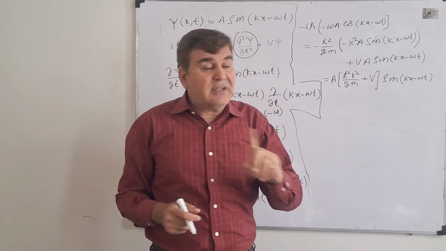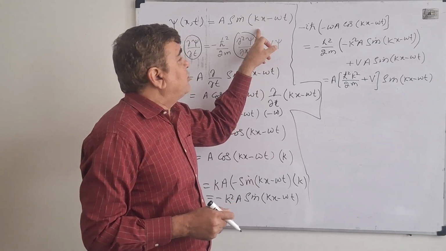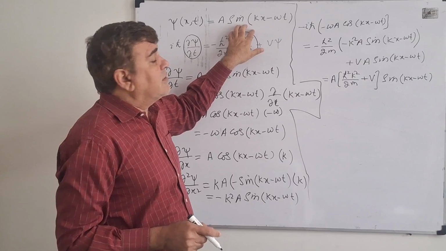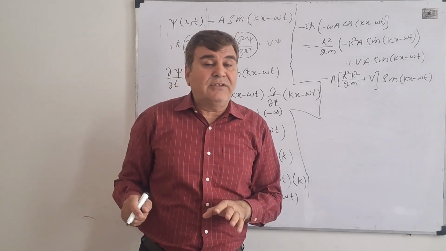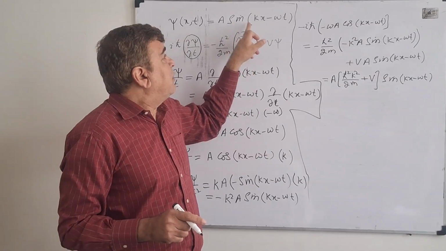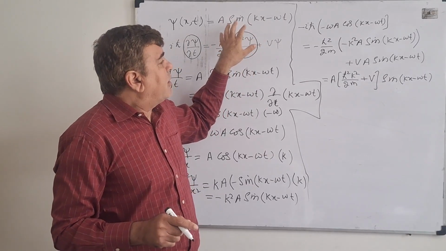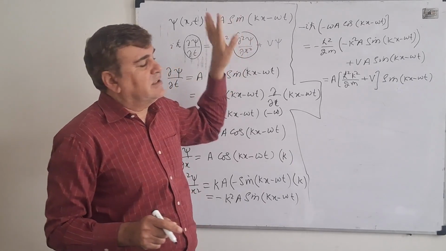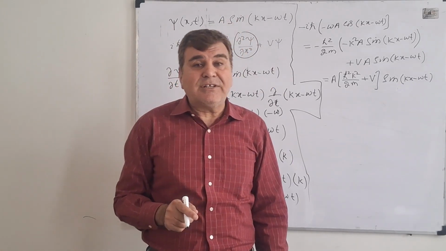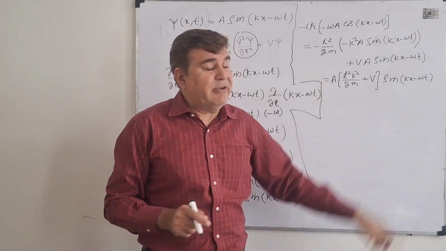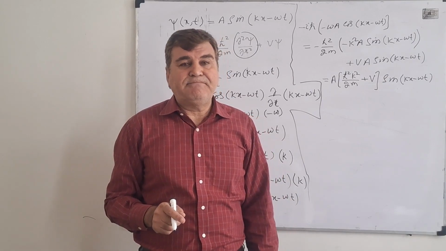However, you can check this wave function very easily by putting it into the classical wave equation. If you substitute this wave function into the classical wave equation, you will see that this is a valid wave function for the classical wave equation, but for the quantum mechanical wave equation, that is the Schrodinger wave equation, this is not a valid wave function. The reason is that the two sides of the Schrodinger wave equation do not agree with each other.